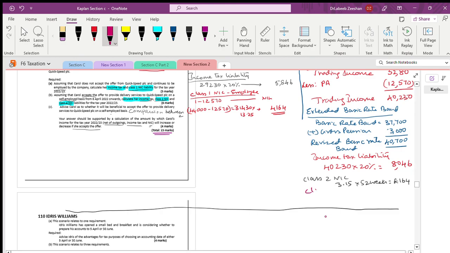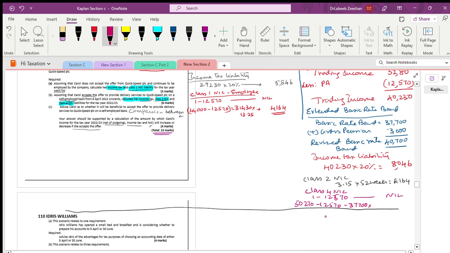Next, class 4 NIC. What is the total trading income? Trading income is 52,800. On that trading income, the first 12,570 is nil. So 50,270 minus 12,570 comes to 37,700.